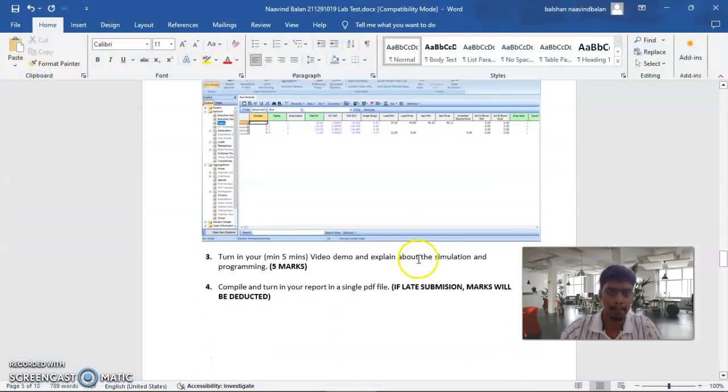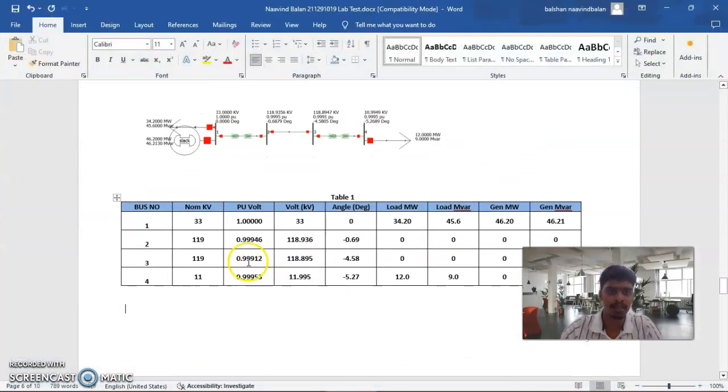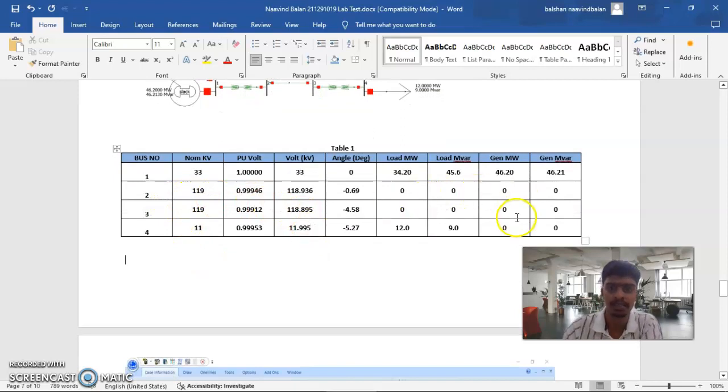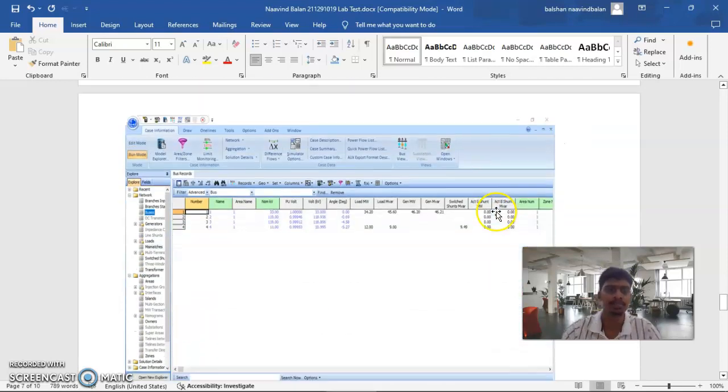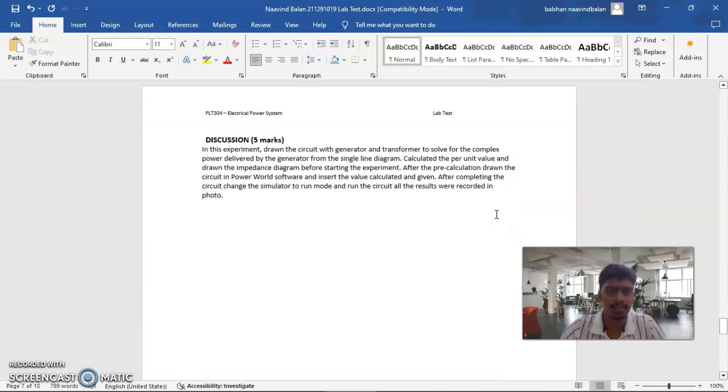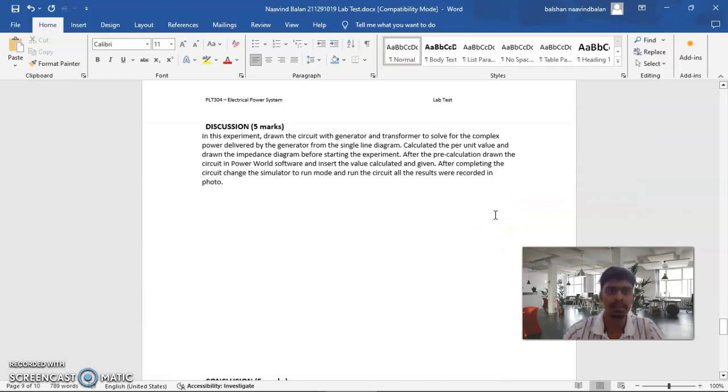For the table, I already inserted the values here, each and every value. And then for the discussion, in the experiment, drawing the circuit, the generator and the transformer can be solved for the complex power delivered by the generator from the single line diagram. And then the per unit calculation has also been done. I will draw the impedance diagram before starting the experiment.